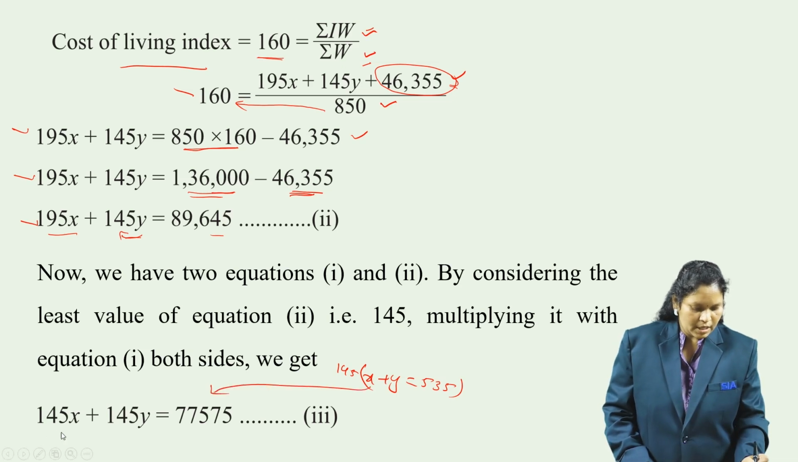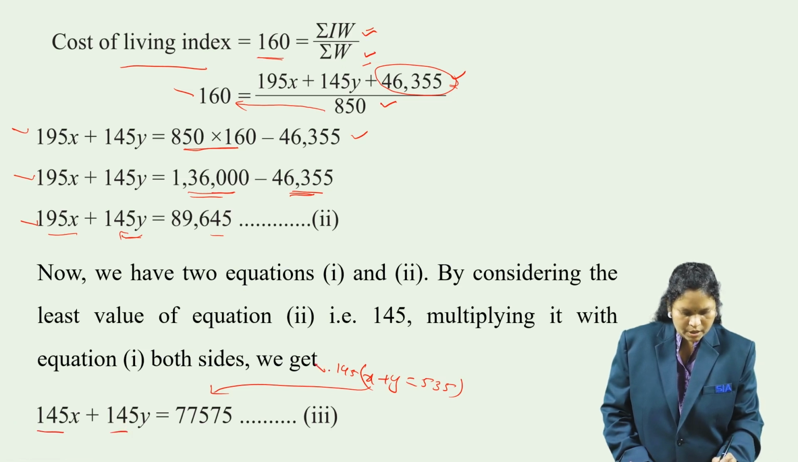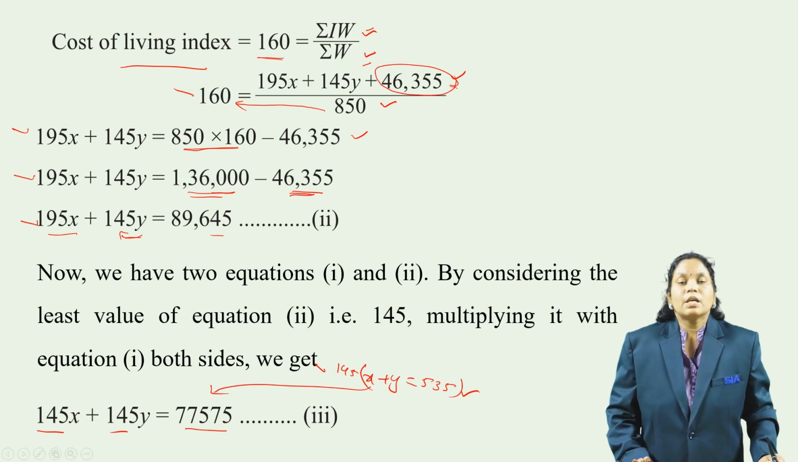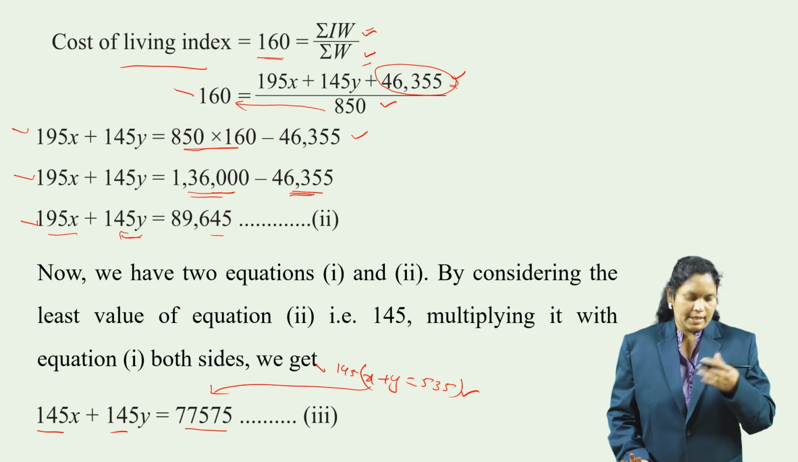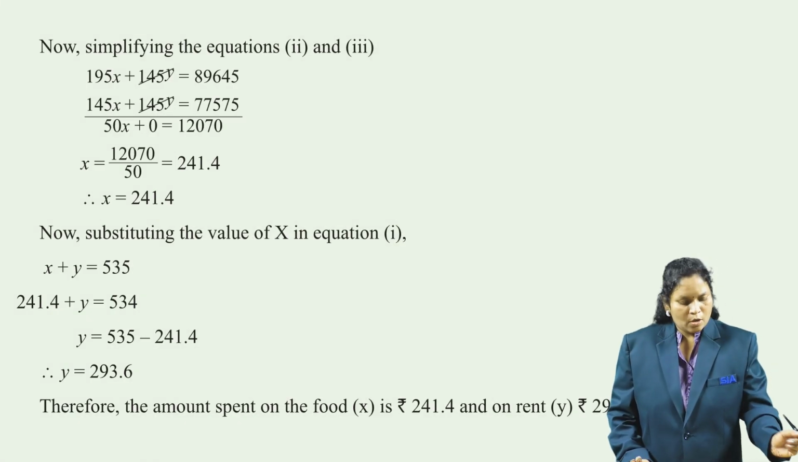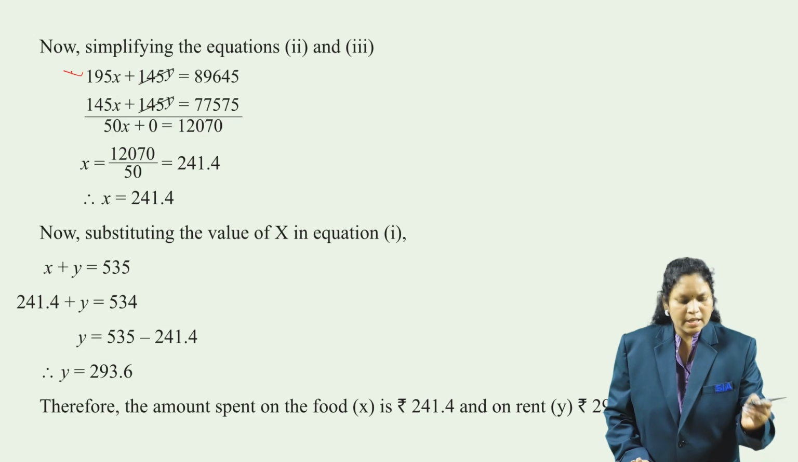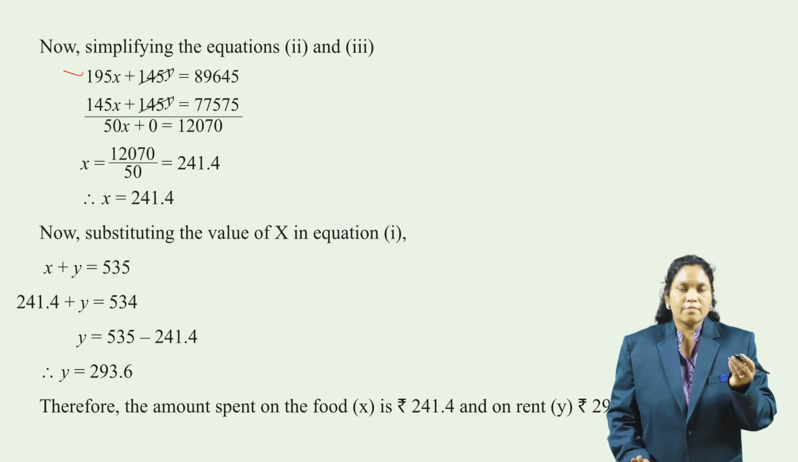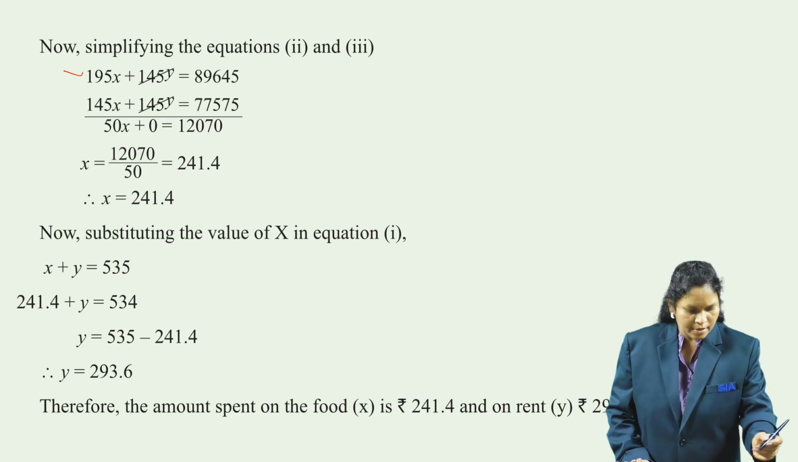So, 145x plus 145y is equal to, I have multiplied 145 with 535, and I have got this answer. Now, this becomes equation number 3. Now, let us solve equations 2 and 3 so that we can obtain the x value. How to do that? Copy equation 2 as it is. Now, equation 1, whatever changes we have made, becomes equation 3. Write that down below. So, here I have written that.